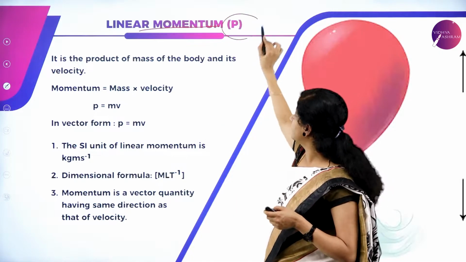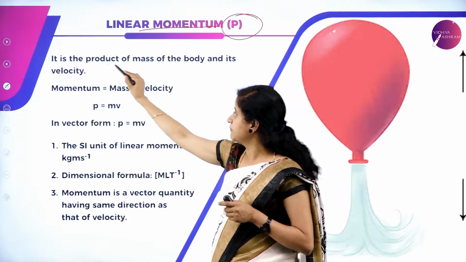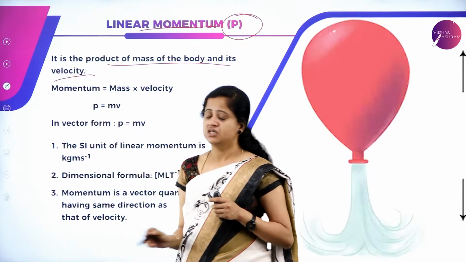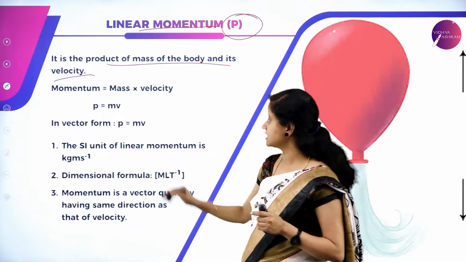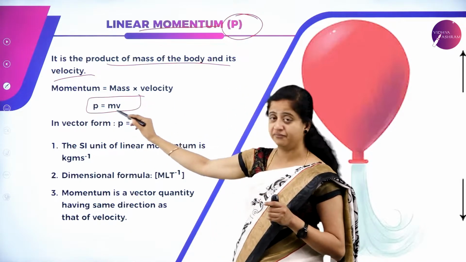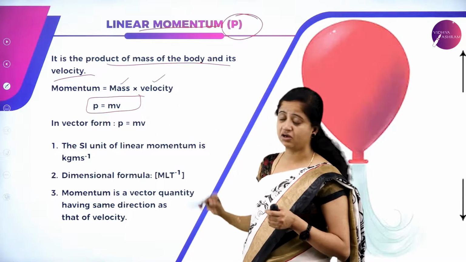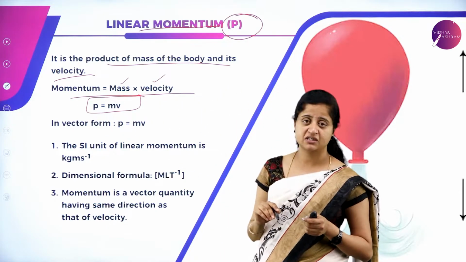So let us now understand one more important topic, that is linear momentum. Momentum is always denoted by the letter P. Linear momentum is nothing but the product of the mass of the body and its velocity. To remember this, we have to remember one expression, that is P = mv, where m is the mass of the body and v is the velocity. Momentum is the product of mass and velocity of a body.